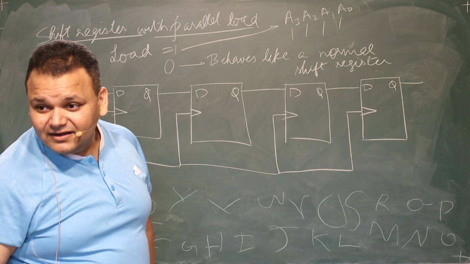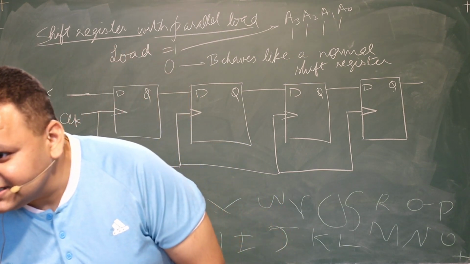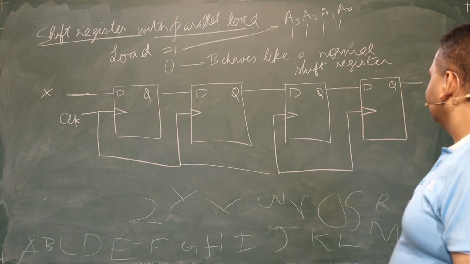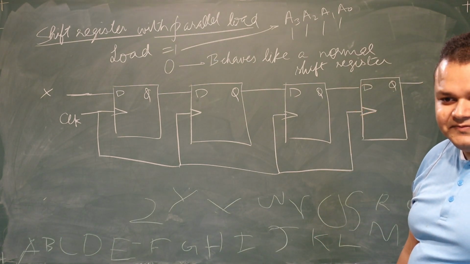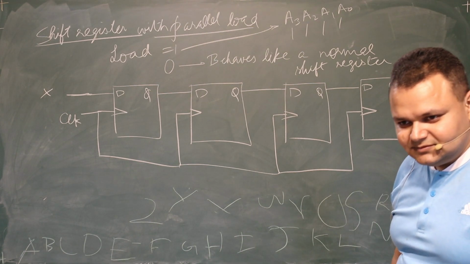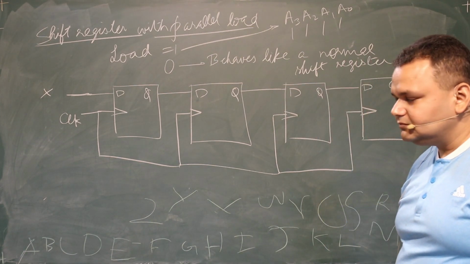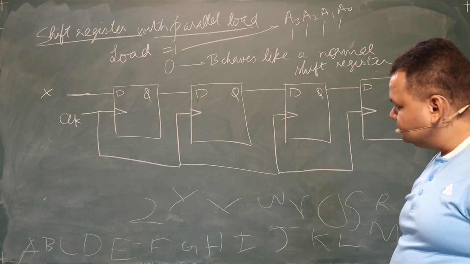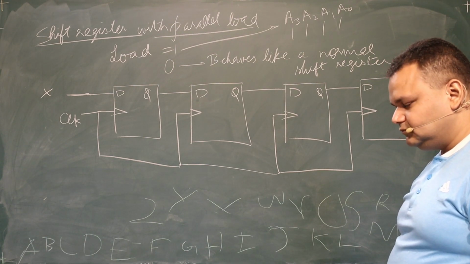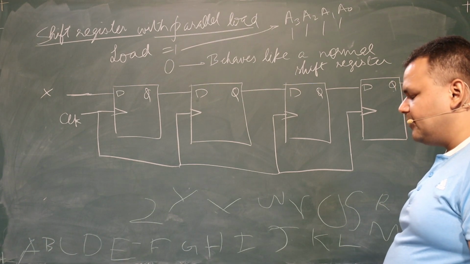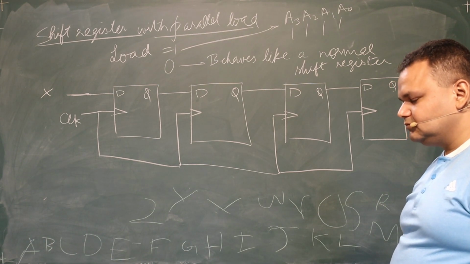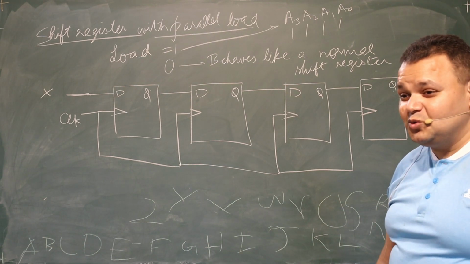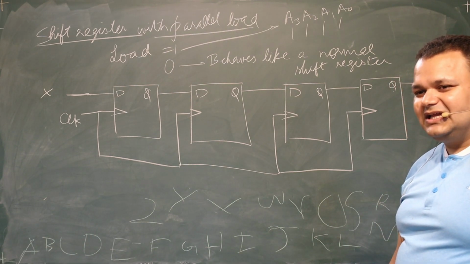Yes, sir, I understood it. Sir, instead of connecting each output to the next flip-flop, we can directly apply the bits to the inputs of each flip-flop. But we also want it to act like a shift register when load is equal to 0. How will we accomplish that?